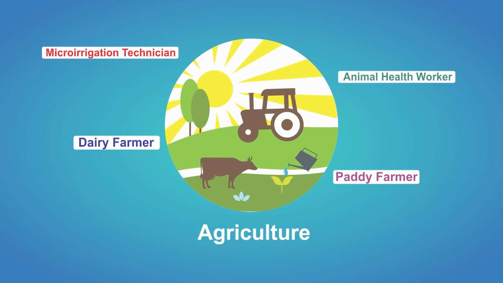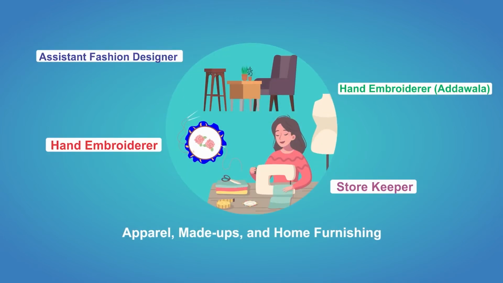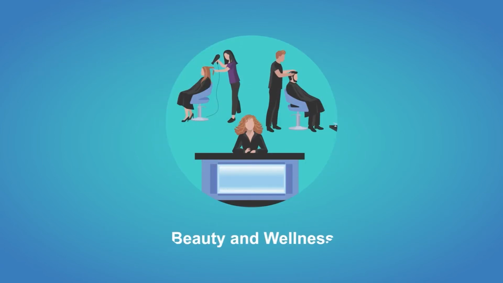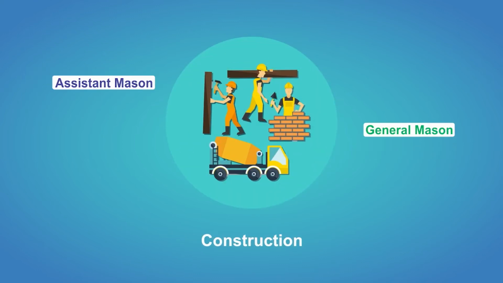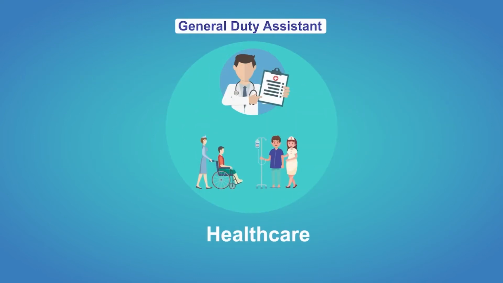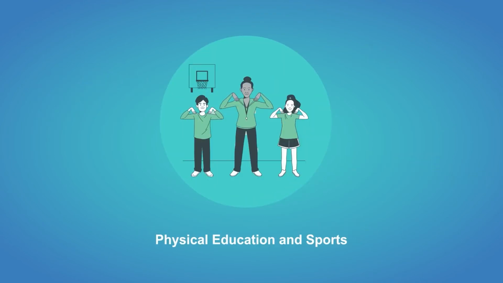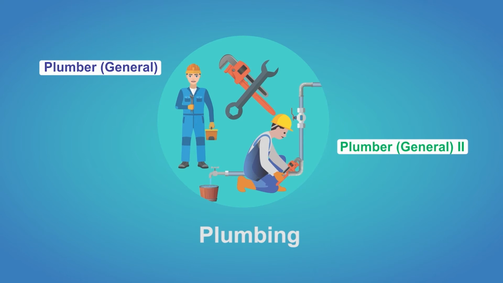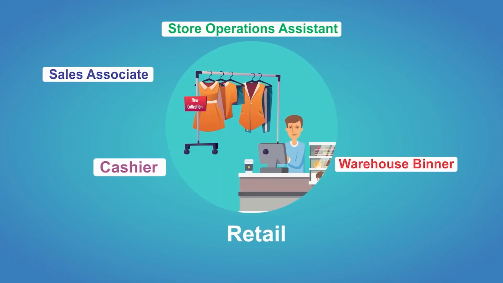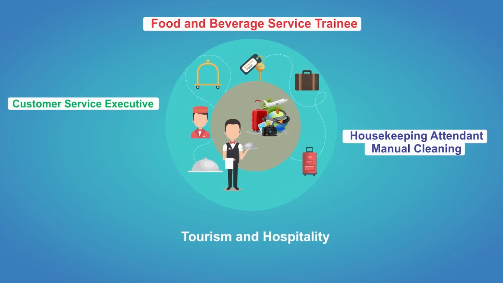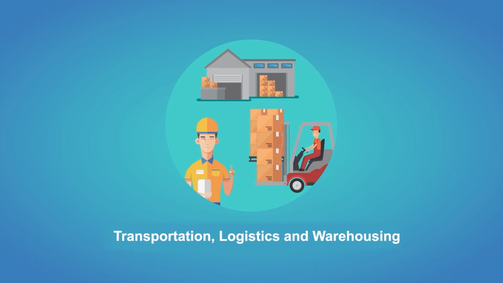Now what are these sectors? These sectors are agriculture, apparel made-ups and home furnishing, automotive, banking, finance and insurance services, beauty and wellness, construction, electronics, healthcare, information technology or information technology enabled services, media and entertainment, physical education and sports, plumbing, power, retail, private security, telecommunication, tourism and hospitality, and transportation, logistics and warehouse.